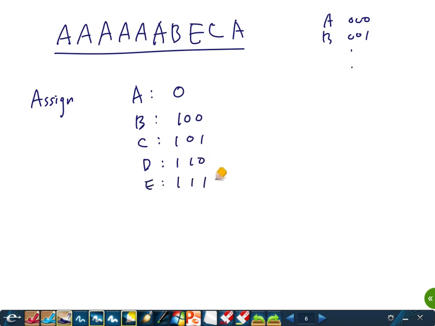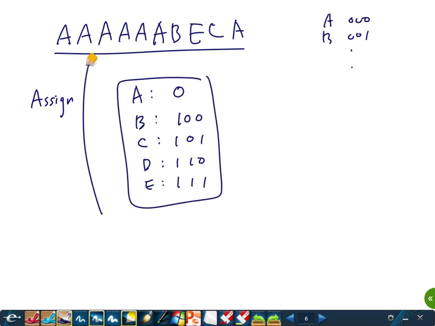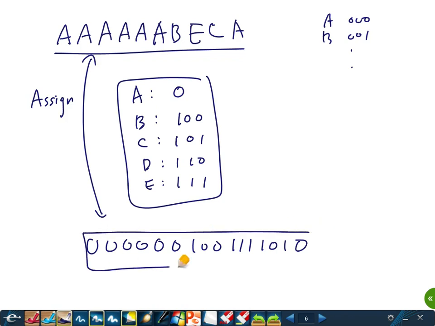If you use this coding system, this will be represented by what? A's, so we have 6 zeros. And then what is B? 100. What is E? 111. What is C? 101. A, 0. Okay? And if you know this table and this sequence of zeros and ones, then you can recover these letters.